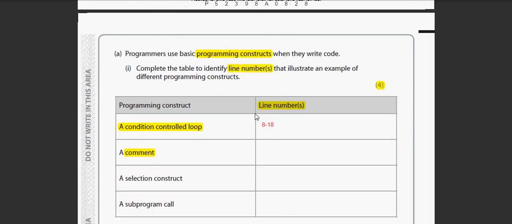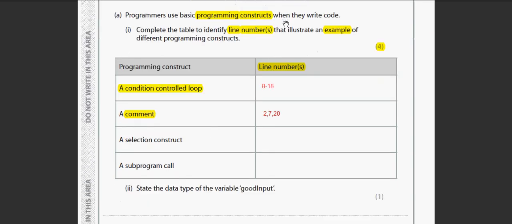In fact, why not? But you only have to write 1 in that case, because it says that you have to give an example of. Okay, so that's that. A selection construct.